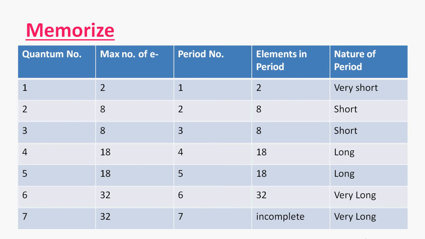Then the nature of the period, on the basis of how many elements it contains. The first period is very short, having only 2 elements. The second is short, having 8. The third is also short. Then the fourth and fifth have 18 elements each; they are the long periods. And then the sixth and seventh are the very long periods.